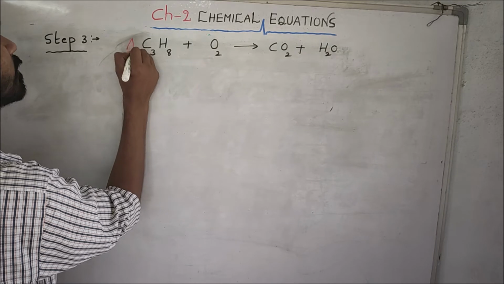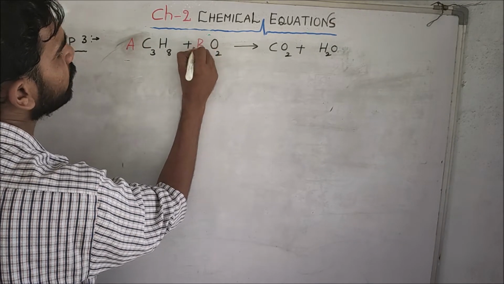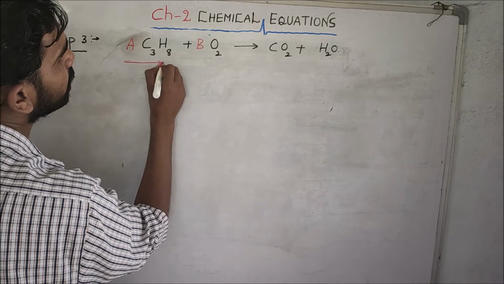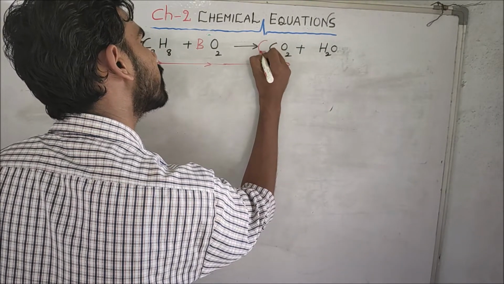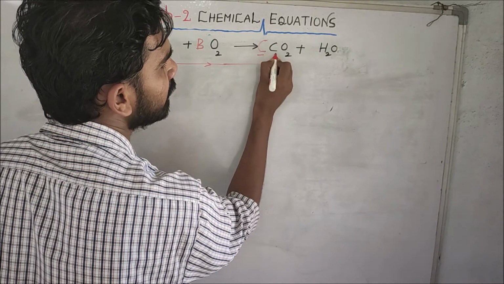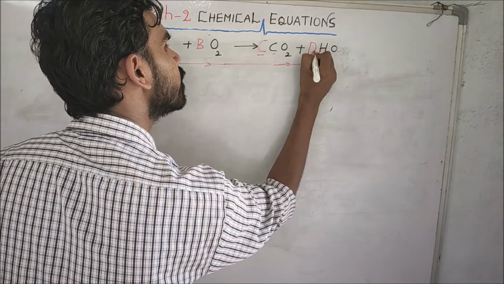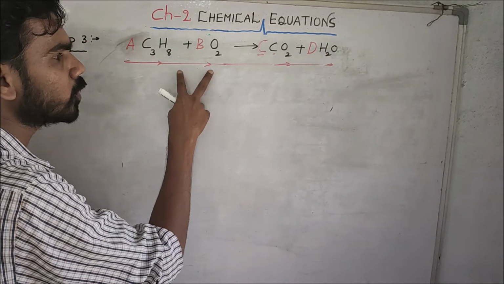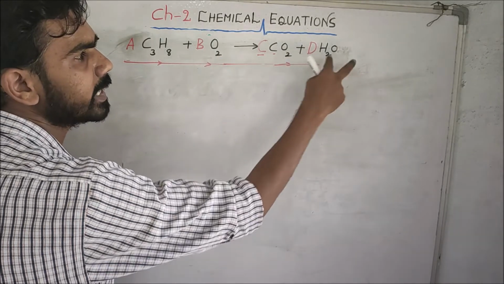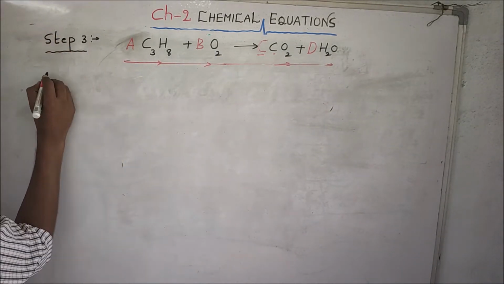This is called A family. This is called B family. This is called C family. Here C is the family name; this C is carbon. Now this is called D family. 2 reactants, 2 products. For the 2 reactants, A and B; for the products, C and D. Now you understood. Now what do we do? Step 4.